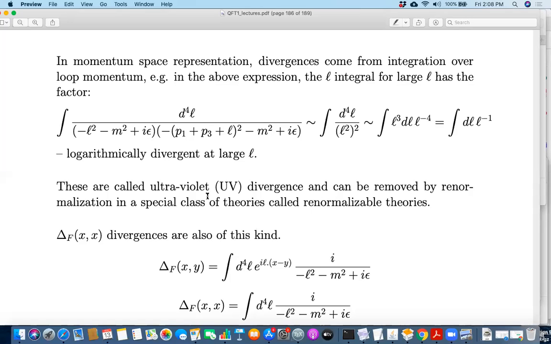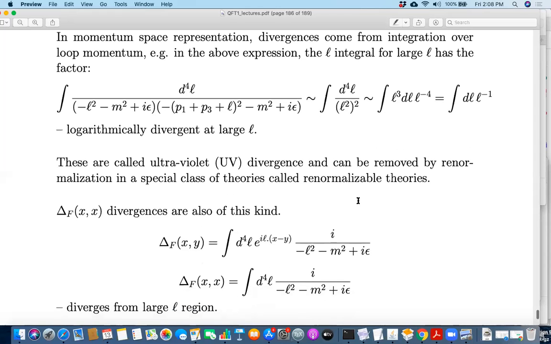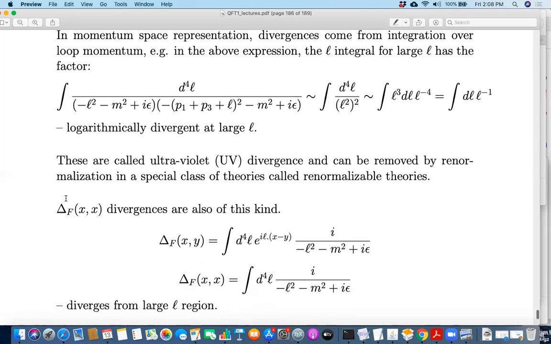But it's the ultraviolet divergences that you deal with using this procedure for renormalization. Now you would have seen the earlier divergence that we encountered, delta f xx. I said that whenever two arguments coincide, we get a divergence, and this divergence is in fact of the ultraviolet type. We can see this explicitly.